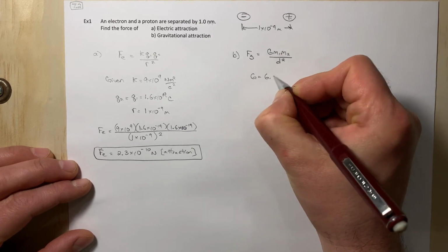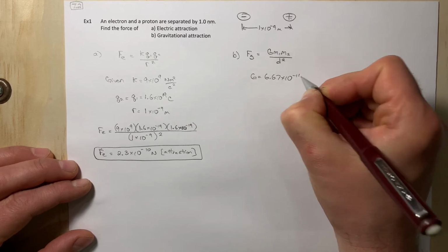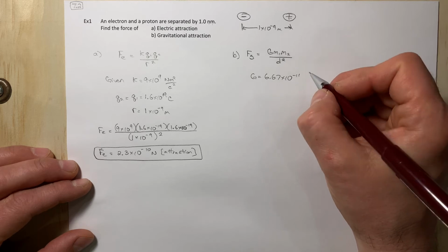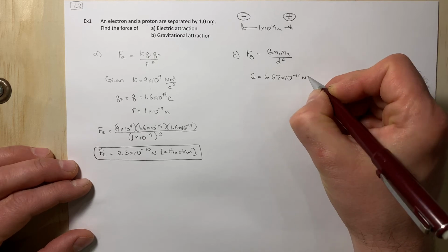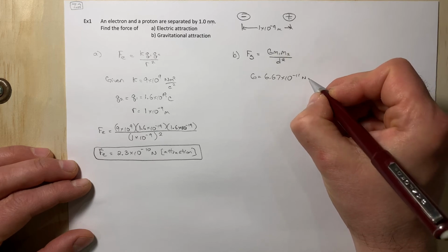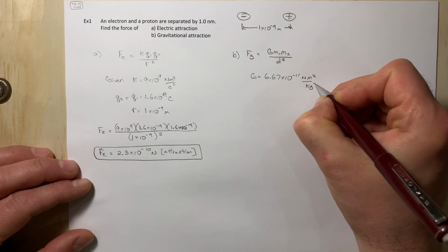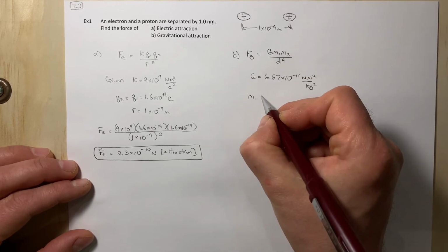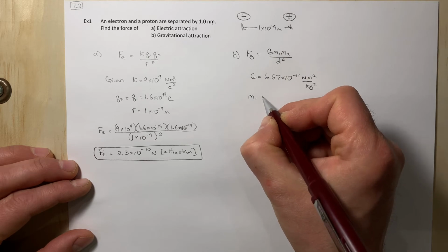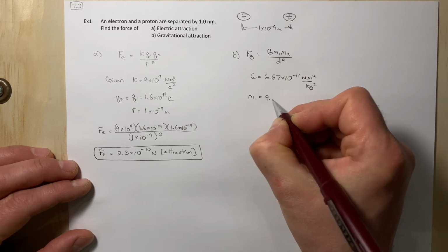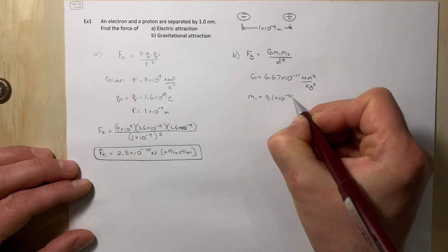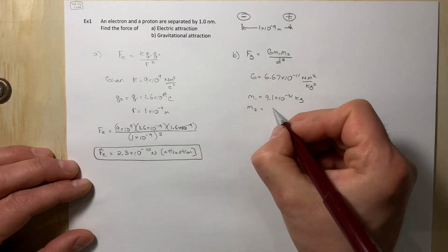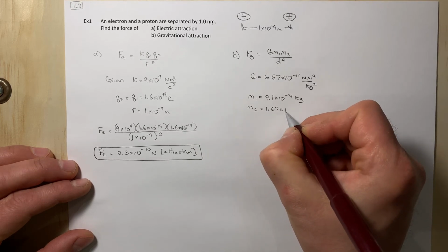So a couple numbers to remember. Again, this is on your equation sheet. G is 6.67 times 10 to the minus 11 Newton meters squared per kilogram squared. Mass 1, we need to know the mass of an electron. That is 9.1 times 10 to the minus 31 kilograms. Mass of a proton, 1.67 times 10 to the minus 27 kilograms. These numbers are on your equation sheet as well.